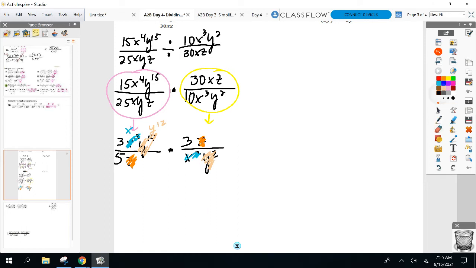All right, let's see what we're left with. On top, what do we got on top? As far as the numbers go, I'll do variables next. 3 times 3, 9. How many X's? 1. 1 X and Y to the 12th. 12 Y's. And hey, look at us on the bottom, only left with a 5 spot. Good job.